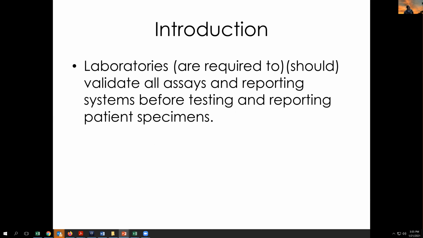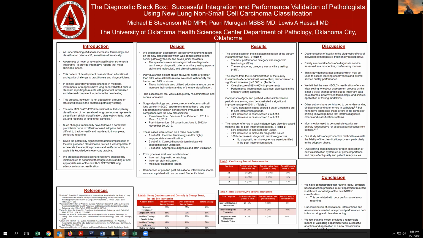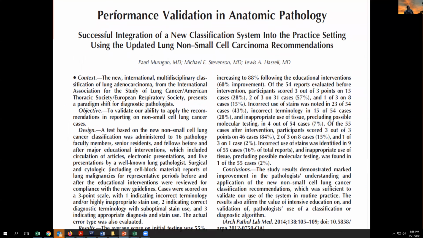Now, typically, we apply this just to the technical aspects of things. But as this very nice poster that one of my colleagues put together a few years back demonstrated, it can also be applied to how pathologists themselves interact with various reporting systems. In this case, it demonstrated when a new reporting system for lung cancer came forward, how that would be reported and how we would validate whether or not that was worthwhile.